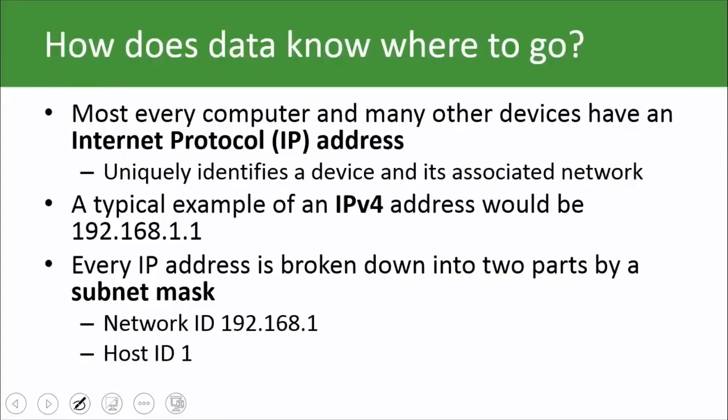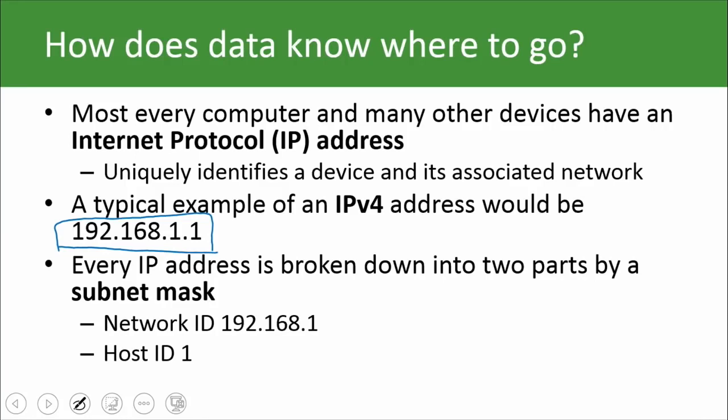All right, so how does data know where to go? Well, we mentioned IP addresses, right? Those are logical addresses that uniquely identify a device and its network. So an example here would be 192.168.1.1. Every IP address is broken down into two different parts by something called a subnet mask, which we'll detail here in a little bit.